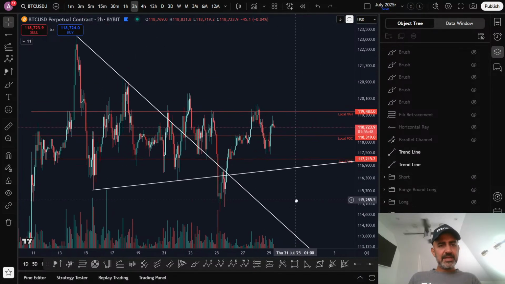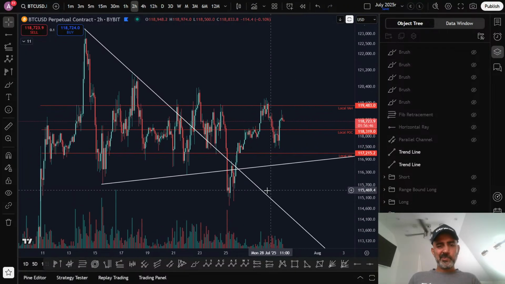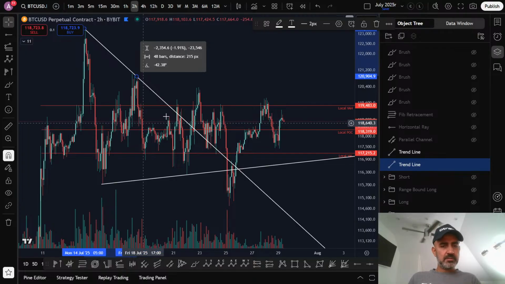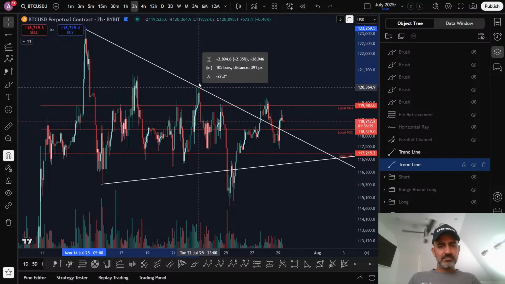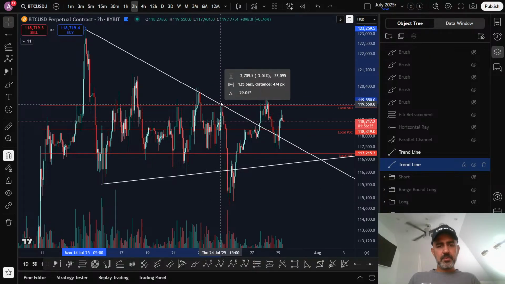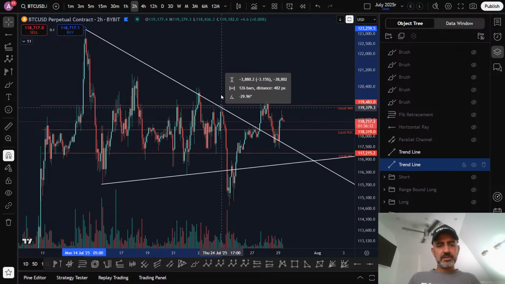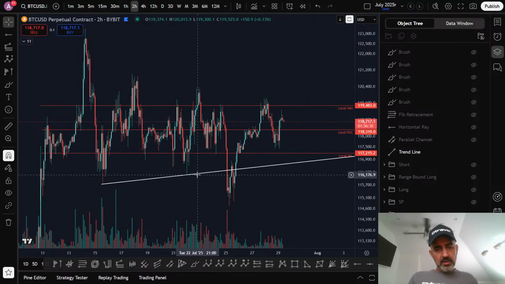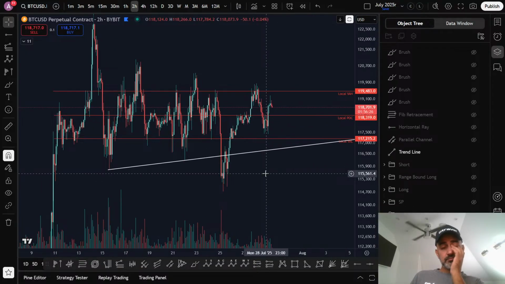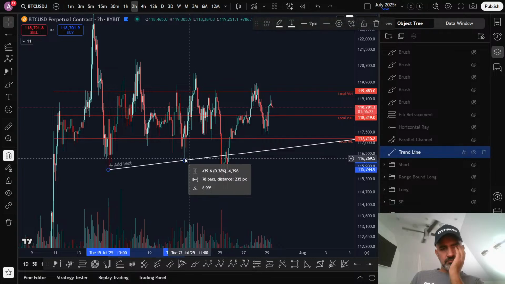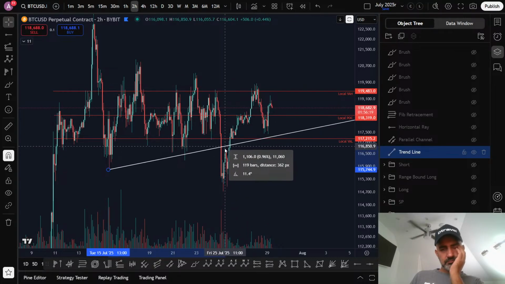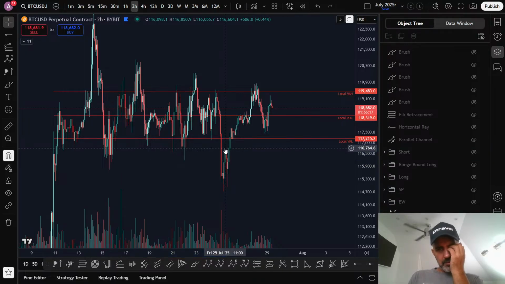Okay, they're not really relevant anymore, are they? Now let's see if we can update this trend line here. Nope. None of these trend lines are relevant. Get rid of them.